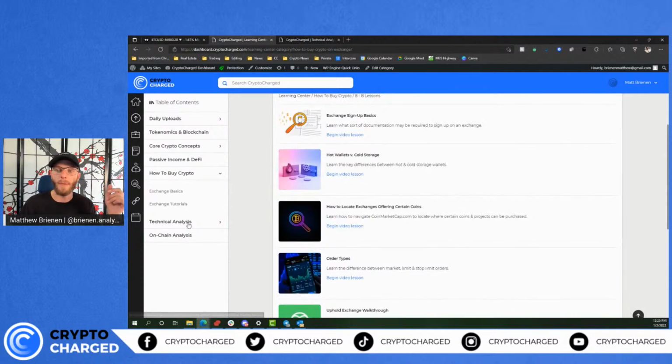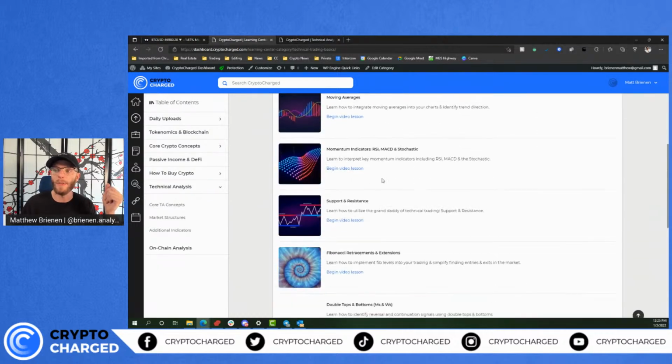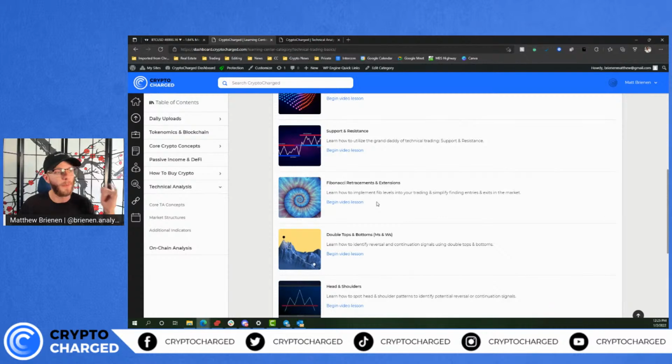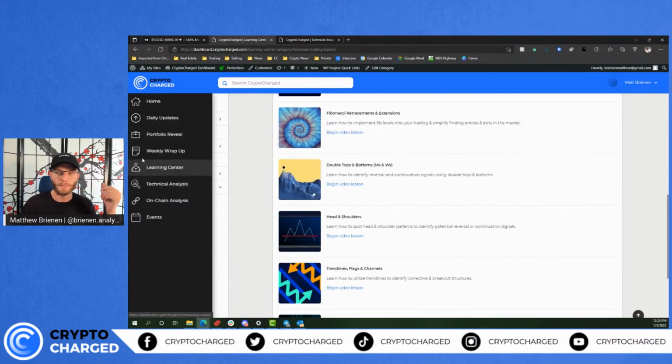including some of the documents covering cold wallets. And again, if you want to get deeper with the technical analysis stuff, we have everything from intro to candlesticks, moving averages, support and resistance, those Fibonaccis we were talking about, head and shoulders patterns. So you can find multiple examples of this.